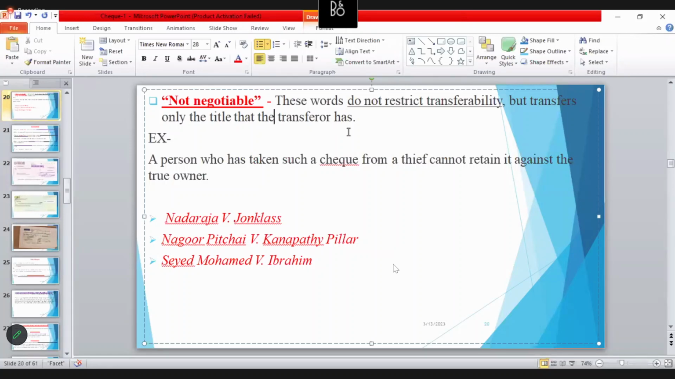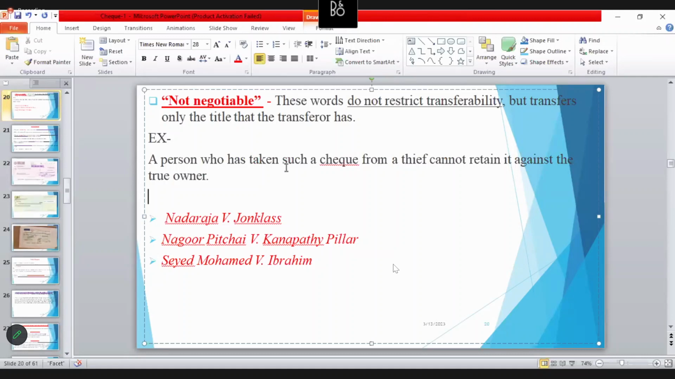Like sales of goods, what we studied, right? See the example: a person who has taken such a check from a thief cannot claim it against the true owner, right? As the example was explaining, Sindhujan is the person who issued the check, but Chamila is the person who took the check. She fraudulently put her name in the check.